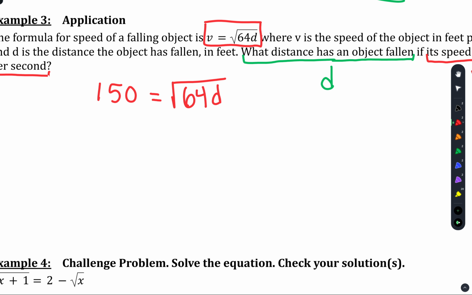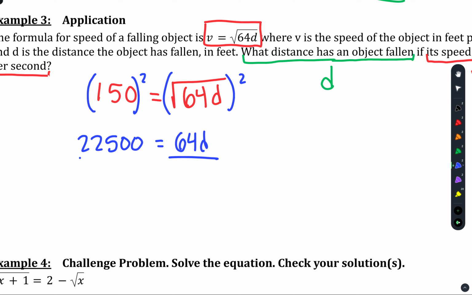How do I solve this? Step 1, is it isolated? Yes. So step 2 is square both sides. 150 squared is 22,500. And then the square root of 64D, square root and square cancel each other out. That's just 64D. I divide by 64, and I'm going to get the super duper pretty number of 351.56.